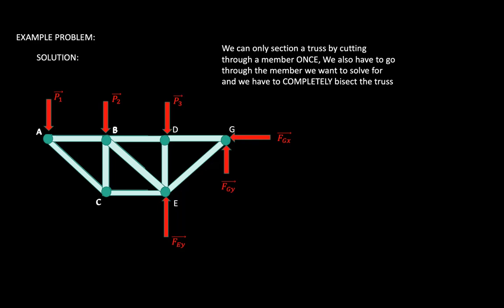So we can only section a truss by cutting through a member once. We also have to go through the member we want to solve for, and we have to completely bisect the truss. So this is using the method of sections where we cut out a portion of the truss and analyze that part.